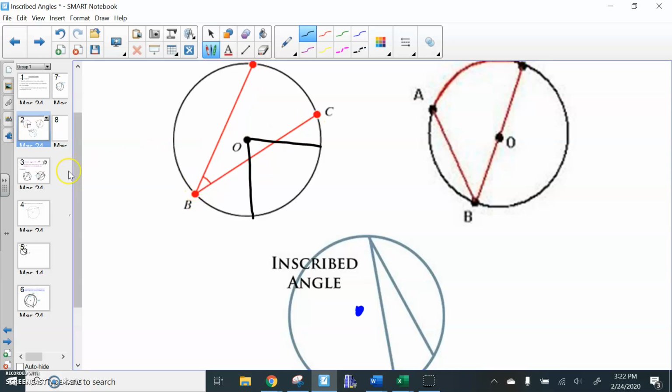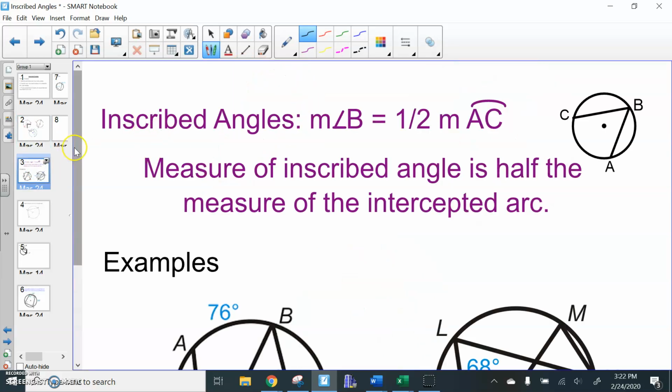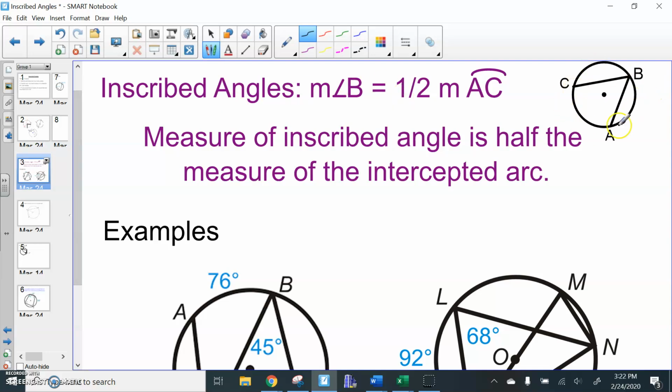So let's look at the relationship between an inscribed angle and the arc that it creates. If I'm looking at this picture up in the right, the measure of angle B equals half the measure of arc AC. So this angle ABC is half of the arc. Let's say the measure of this arc is 100 degrees. Then the measure of this angle right here at B is going to be 50 degrees.